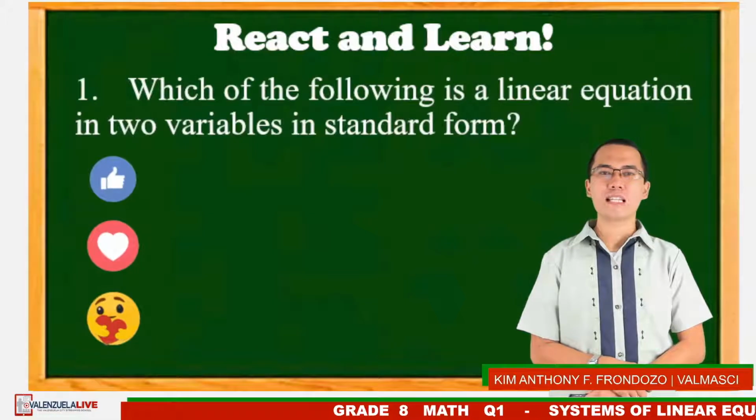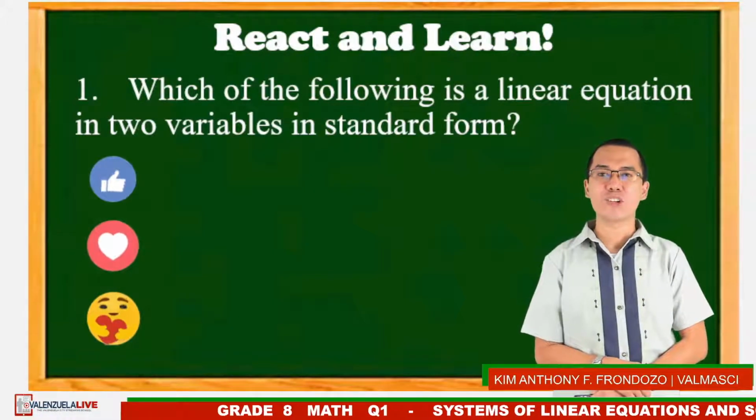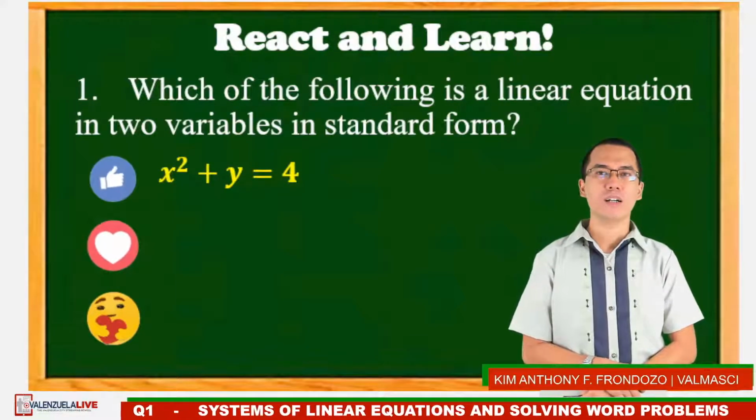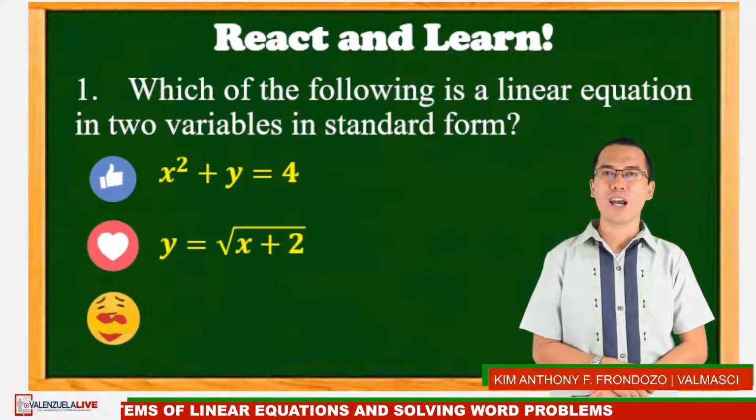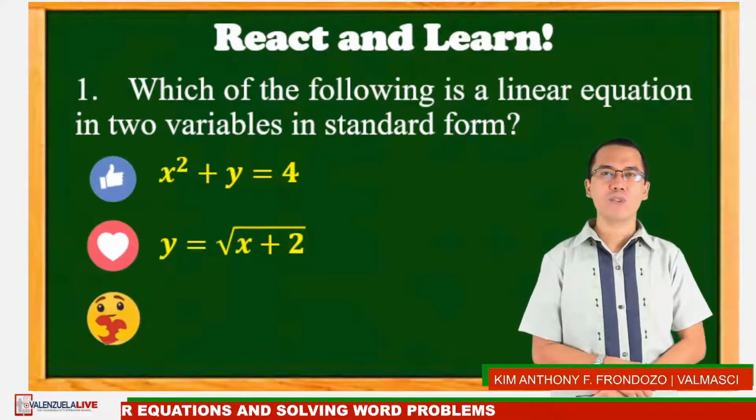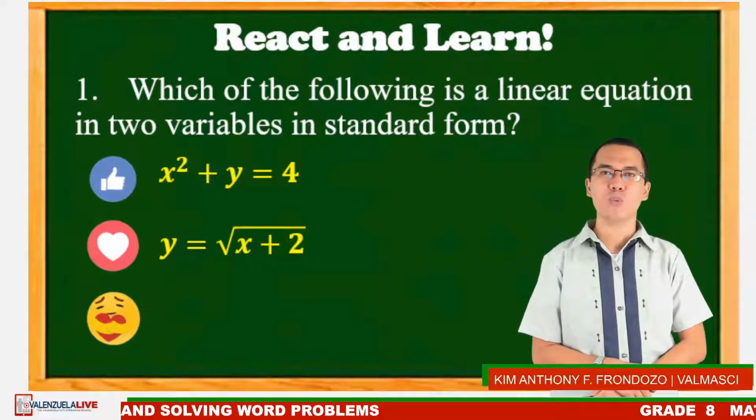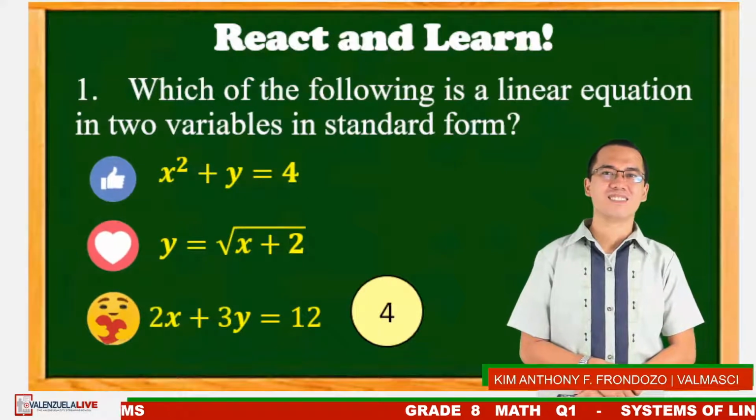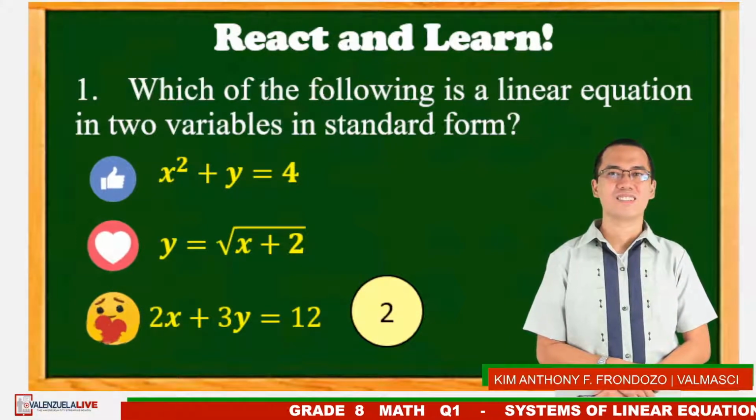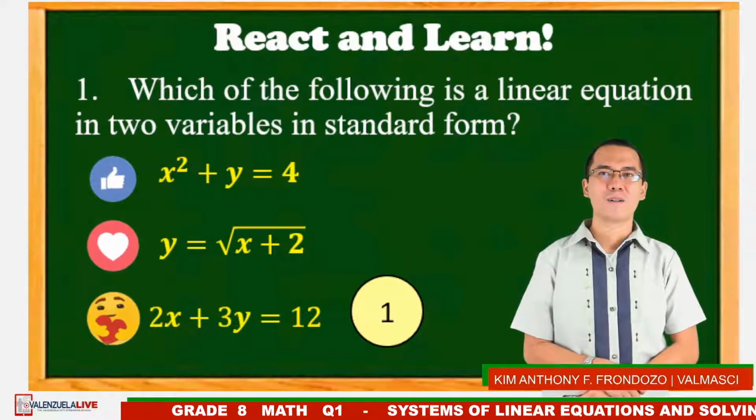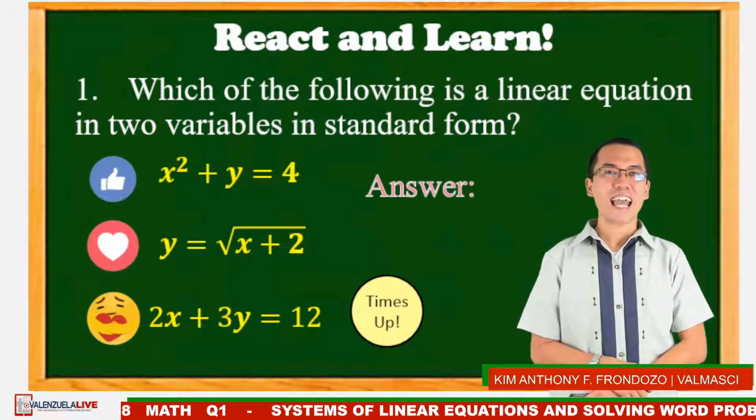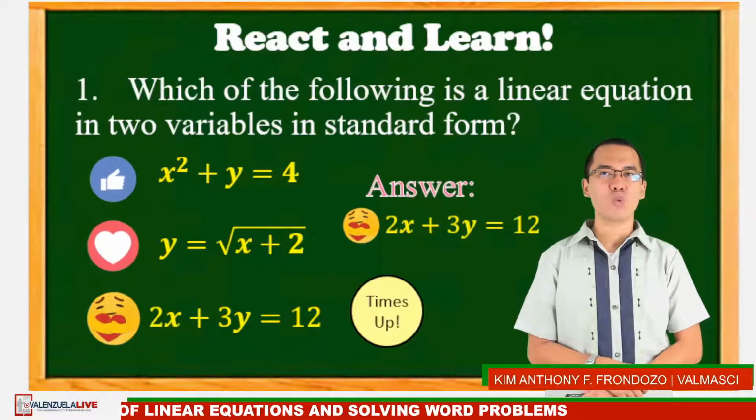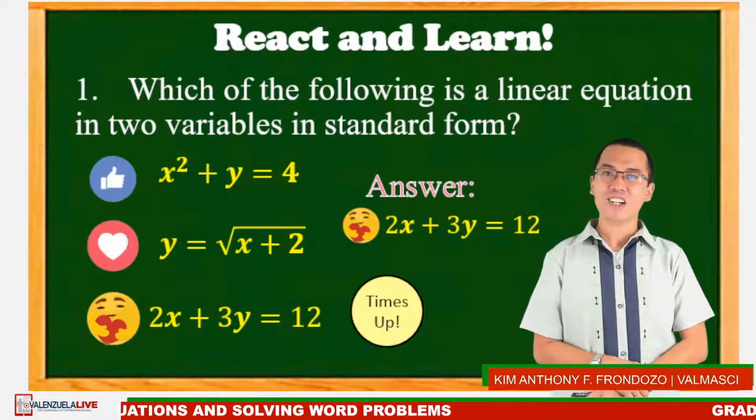Which of the following is a linear equation in two variables in standard form? For the like reaction, we have x squared plus y equals 4. For the heart reaction, we have y equals square root of x plus 2. And for the care reaction, we have 2x plus 3y is equal to 12. Timer starts now. Time's up. So the correct answer is the care reaction. We have 2x plus 3y is equal to 12. Did you get the correct reaction?